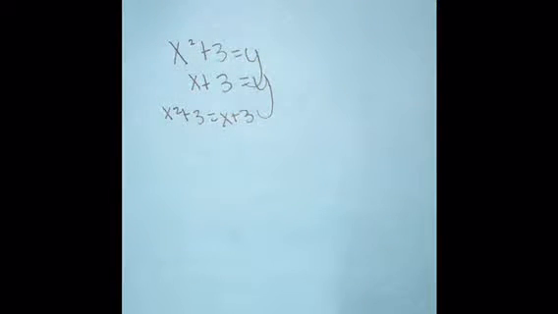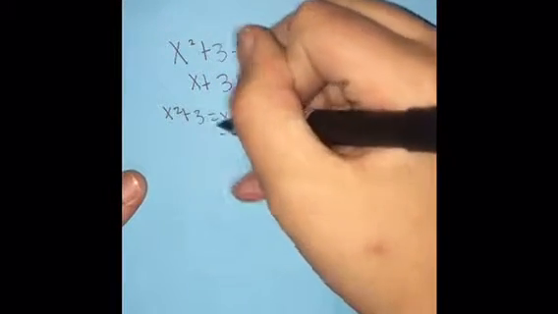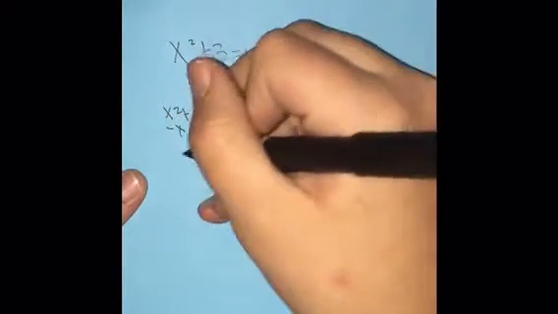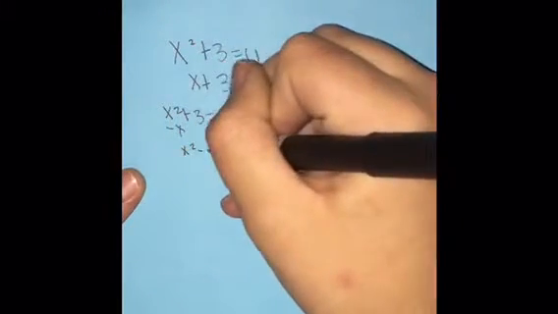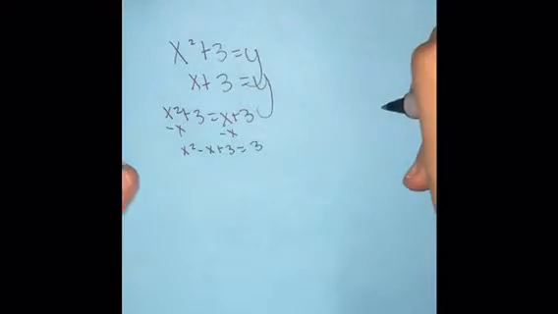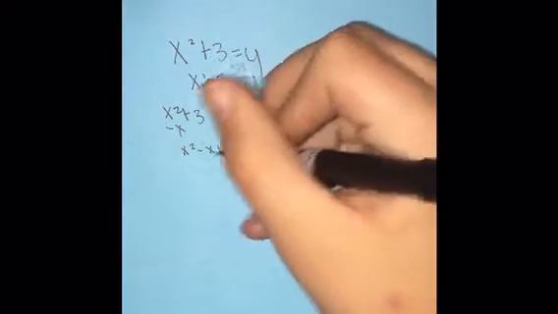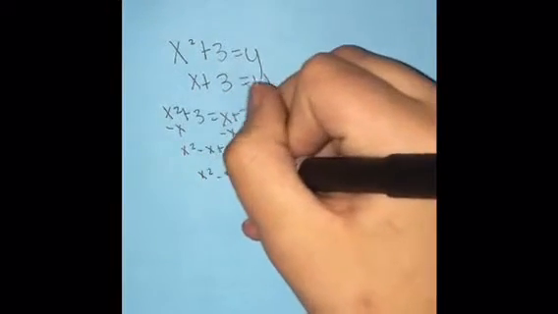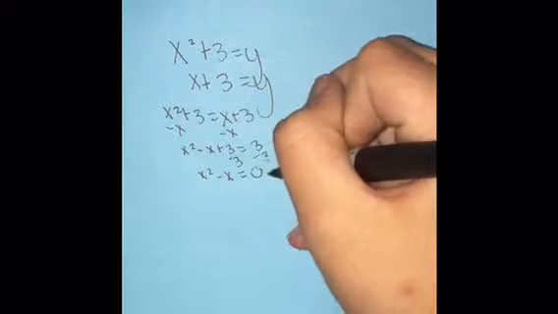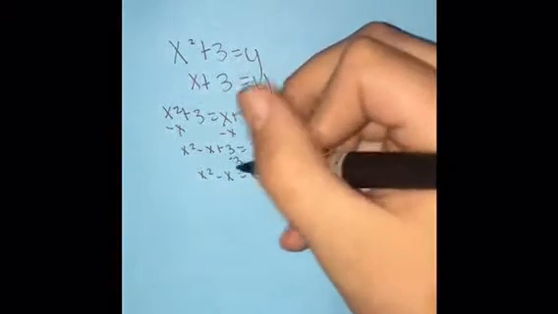Now, once they've been set equal to each other, we want to get all of the terms on one side, so we're going to subtract x from both sides. It then becomes x squared minus x plus 3 is equal to 3. We're going to do the same thing with 3 and subtract it from both sides, and then we get x squared minus x is equal to 0. Now that we have a 0, we can factor.